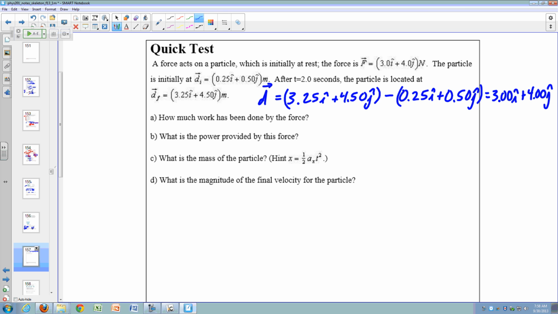So I get this for your displacement, 3i plus 4j. What did y'all get for the work? 21? No, it's not 21. But it's 25, right? But y'all keep going.